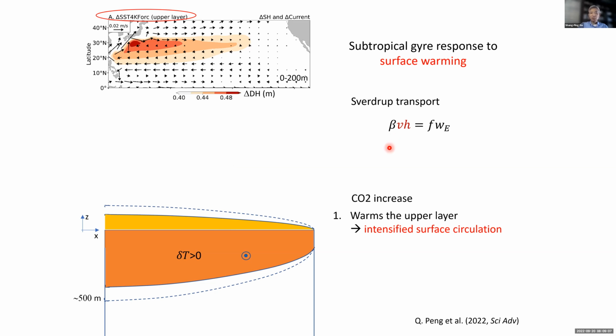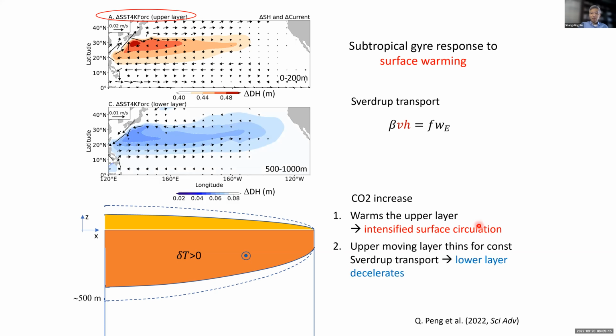In other words, the net change is we're going to see an intensified surface circulation, but the mass transport requirement will cause the lower moving layer to decelerate. Basically, the moving layer is going to become shallower to conserve Sverdrup transport. That is exactly what we see in the ocean model when we impose a uniform surface warming. So the subtropical gyre accelerates at the surface, but decelerates, or maybe gets shallower, in the lower layer.